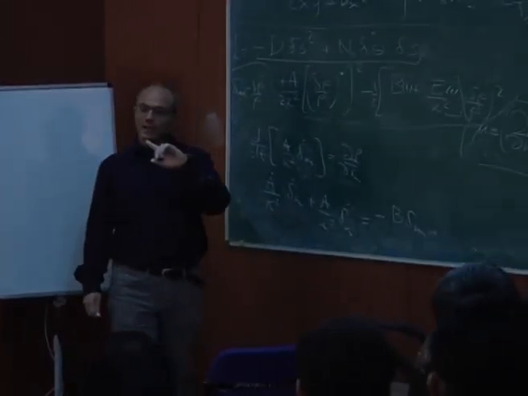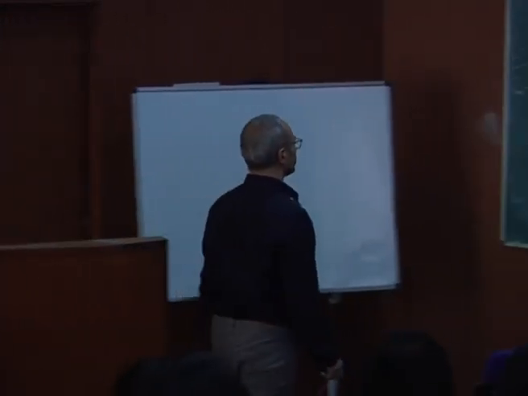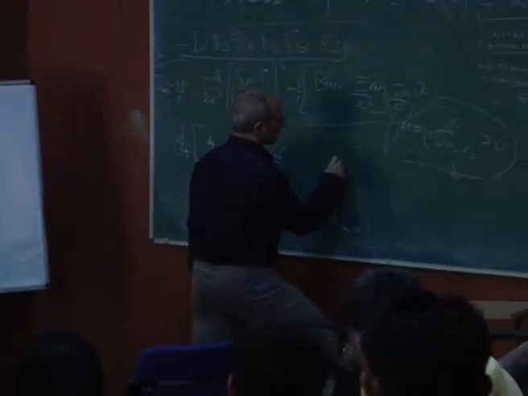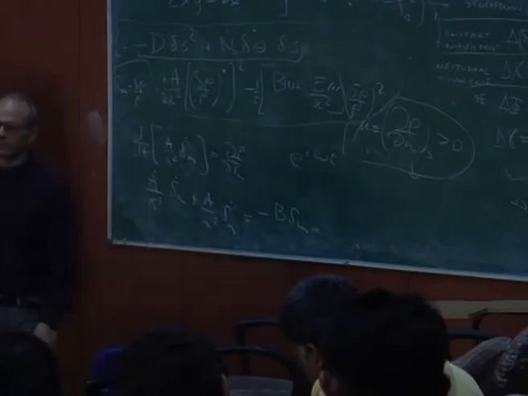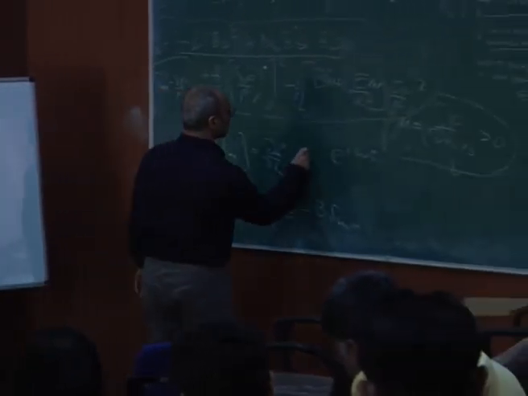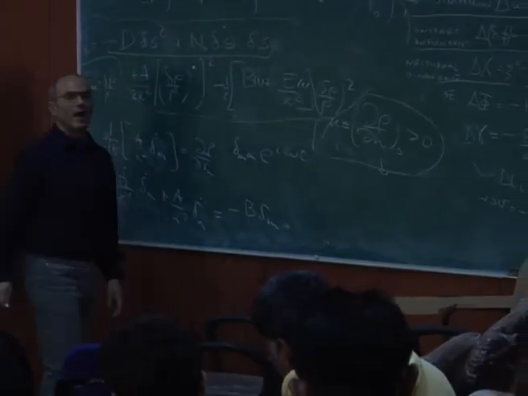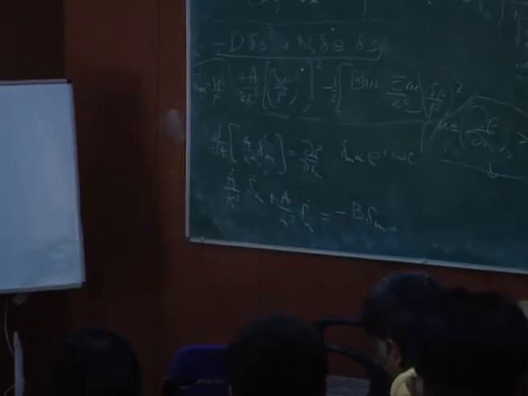Then I do another approximation. I will look for solutions of the kind e to the i omega t. Notice that when I say delta M is proportional to e to the i omega t, remember that from the beginning I was doing this expansion with e to the i kx. So I'm looking for wave solutions.